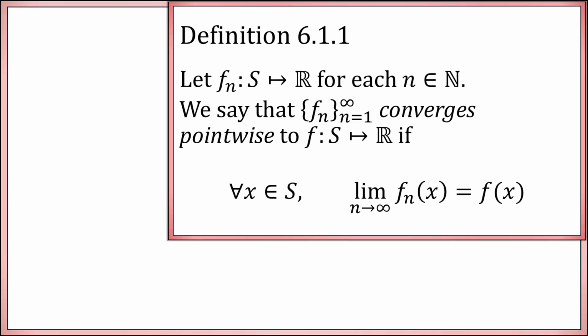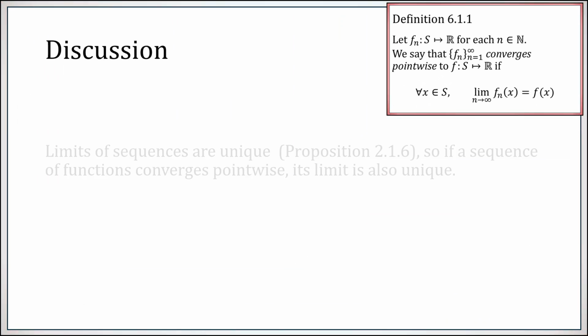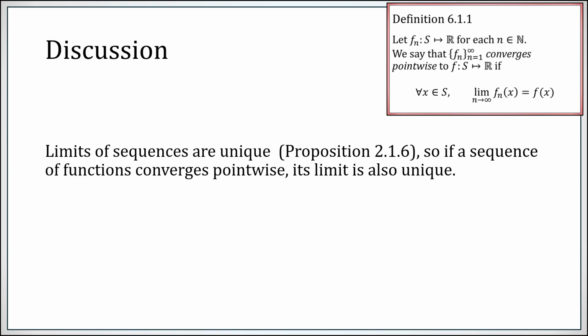So what does this really mean? Well, limits of sequences are unique. This was proposition 2.1.6. If a sequence converges to a number, it can only converge to one number. I'm not going to bother reflashing that on the screen. So if a sequence of functions converges pointwise, its limit is unique because at every point in the domain, this limit can be at most one number, meaning this is properly a function.